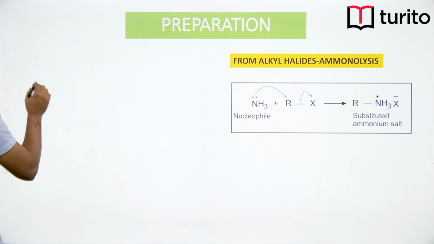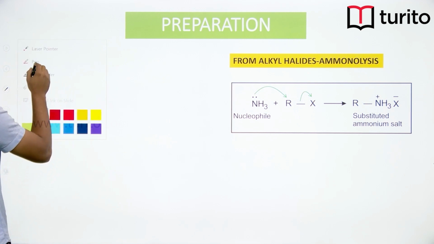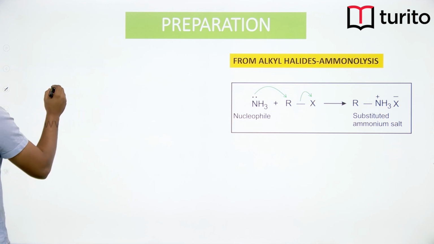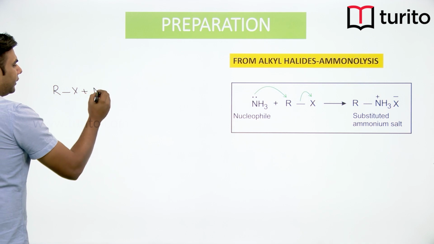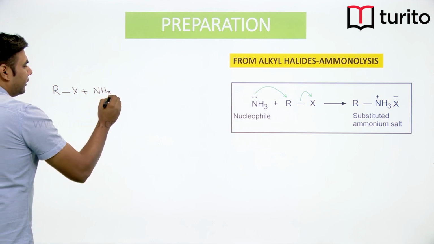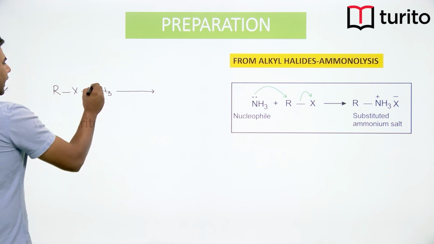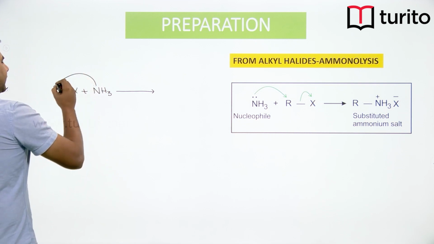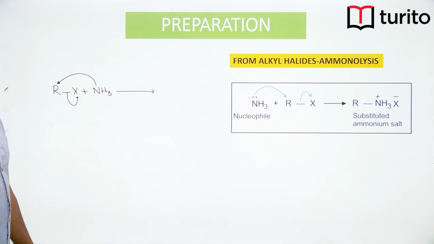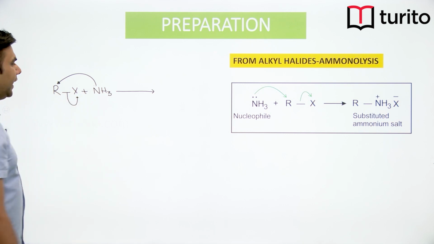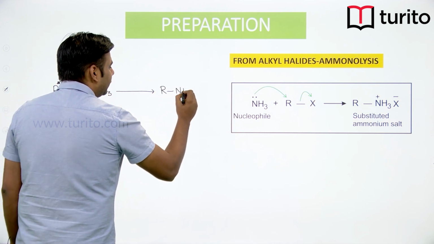If you look at this reaction, what is happening exactly is, first we take an RX molecule, and to this we add ammonia. So this is an example of an SN2 reaction. Nitrogen, from its lone pair, attacks the carbon bearing the halogen. This halogen leaves as the halide ion. So basically we form a 1 degree amine over here.